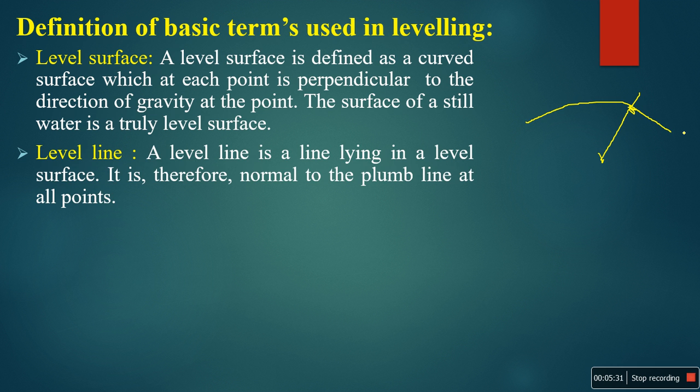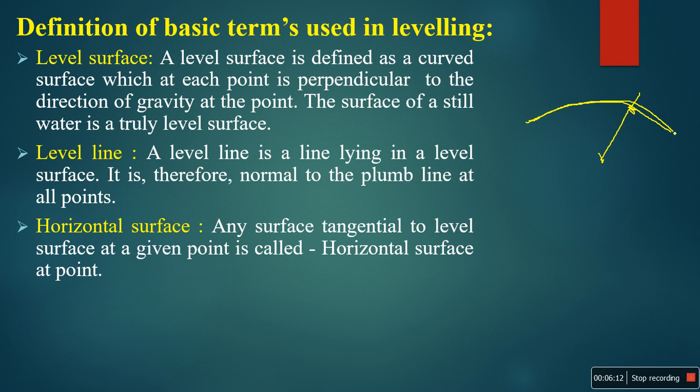Similarly, level line. A level line is a line lying on the level surface, and it is also called a plumb line with respect to all the points. If on this surface you draw any line along this surface, this line is called a level line, and all the points on this line are exactly perpendicular to the direction of gravity. This is called a level line.